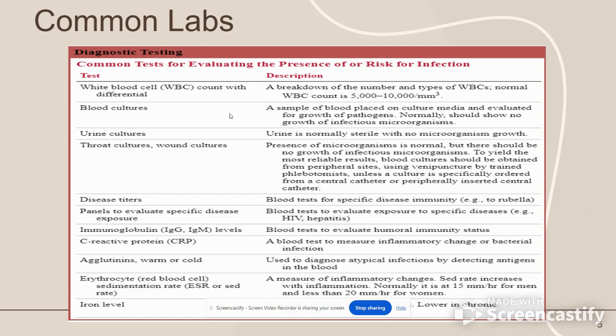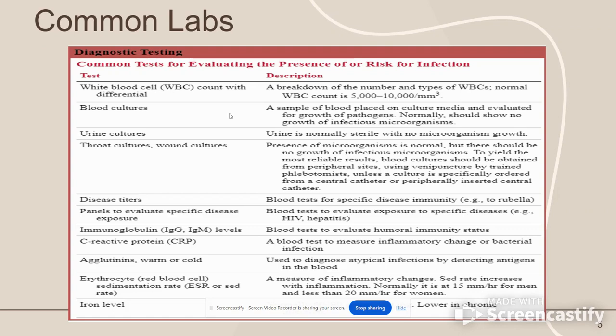Blood cultures are also performed. A sample of blood is placed on a culture media and evaluated for growth of pathogens. Normally should show no growth of infectious microorganisms. Blood cultures typically take about 72 hours for results to show. And remember, as I discussed earlier today in class, blood cultures are taken from two different peripheral sites to determine what type of microorganism may be in the blood.